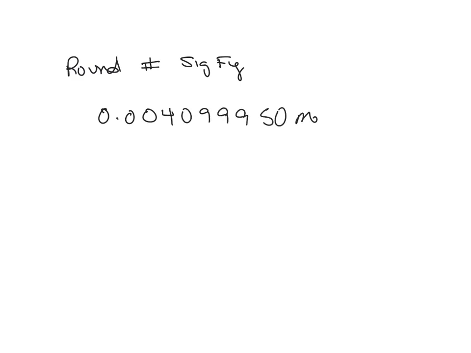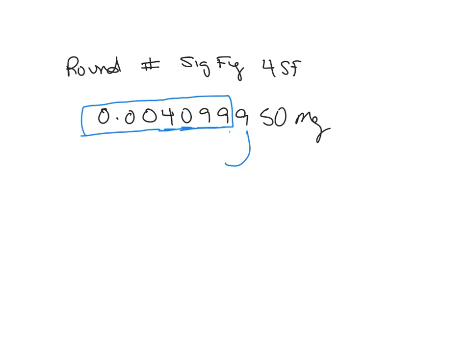The next problem is we have to round a number to a certain number of significant figures. So here we are given a number 0.004099950 milligrams. All right, and it says round this number to 4 significant figures. So first you're going to have to go and find where the 4 are. Okay, so we don't count the zeros to the left, and then we have 1, 2, 3, 4. So there is where we want to go to.